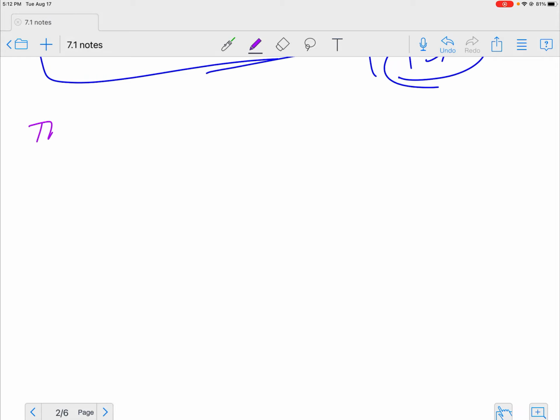The next thing we're going to look at here is theorem 7.1, the existence of inverse functions.